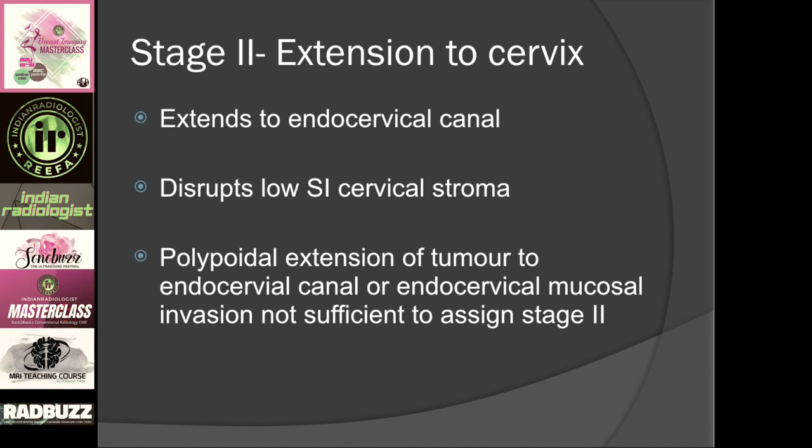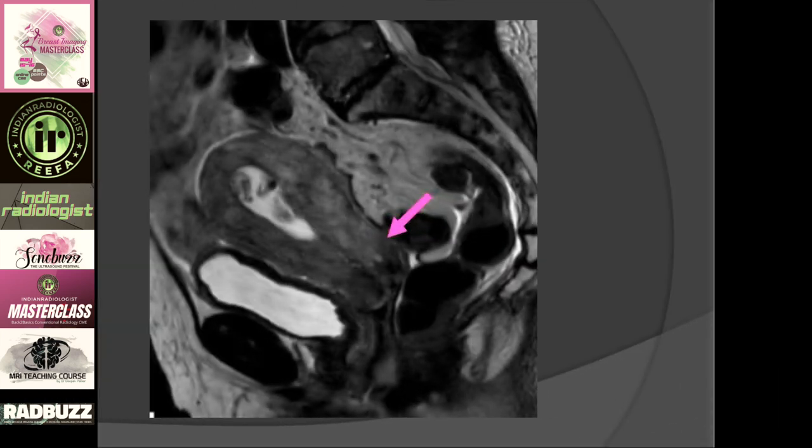Moving on to stage 2. Stage 2 tumors extend to the cervix. So they're going to disrupt the cervical stroma, or there's going to be direct extension into the endocervical canal. But if you see a polypoidal tumor in the endometrial cavity extending into the endocervix, that's not stage 2. That's still stage 1 disease. It has to definitely involve the endocervical lining or the cervix for it to be labeled as stage 2.